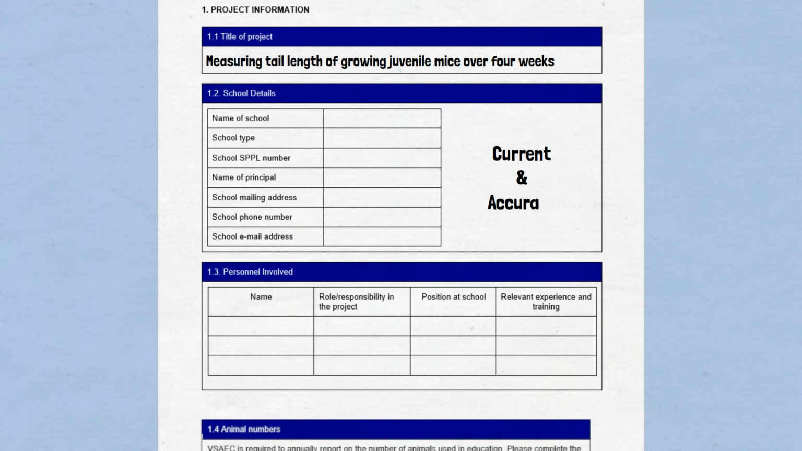This includes specifying whether you are a primary or secondary school, providing the school and principal's contact information. Your principal needs to be informed of your project, so it is expected that you have discussed and been given the approval of the principal for the project. This is especially important since you sign in the declaration that the principal is informed.